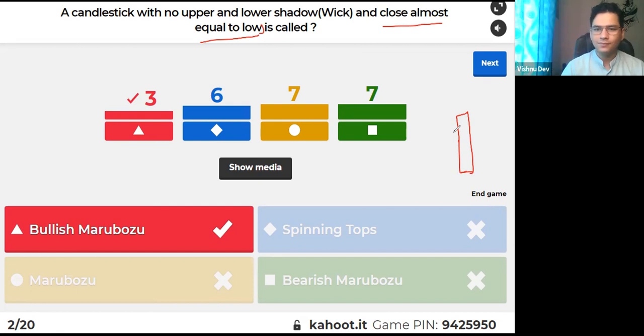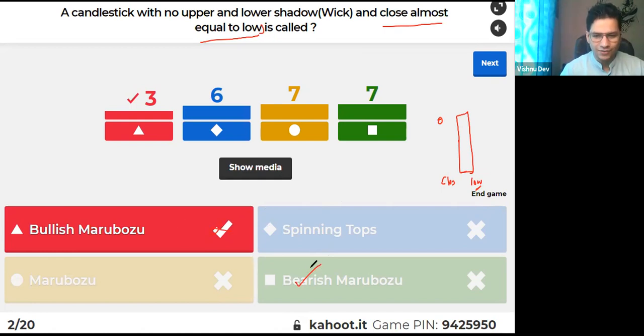Sir, and 6 people answered spinning tops. Wait. Right, sorry. Close is equal to low. My bad, the answer is wrong. Yes, it is bearish. Mistakenly, I saw red. This is a mistake, it was marked by mistake.